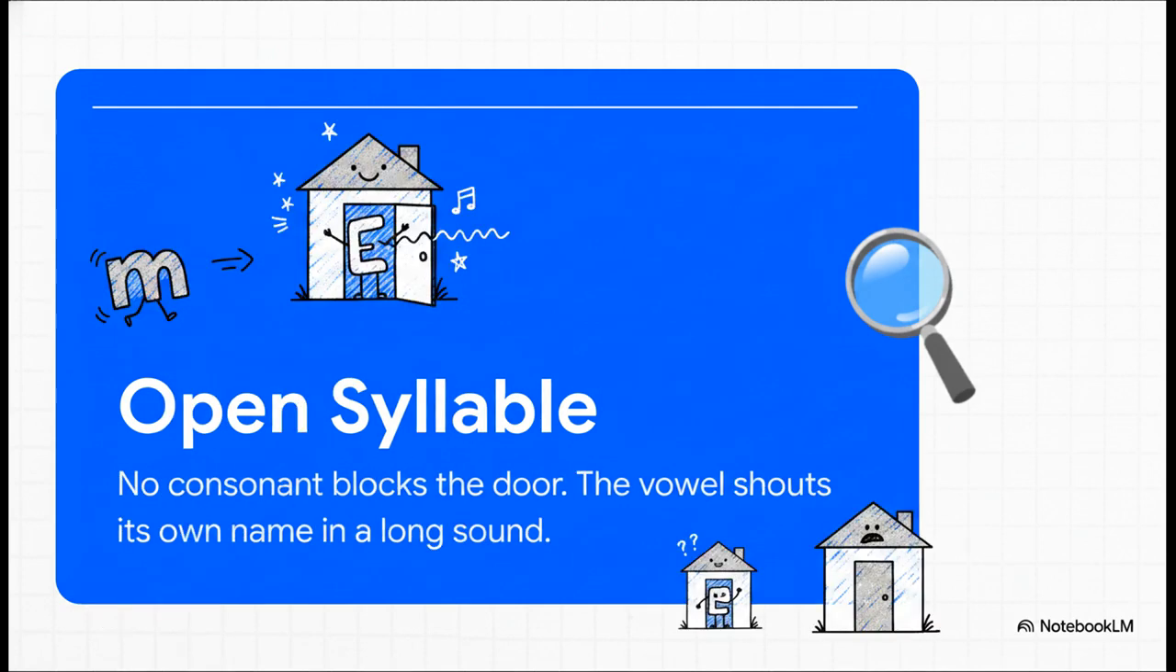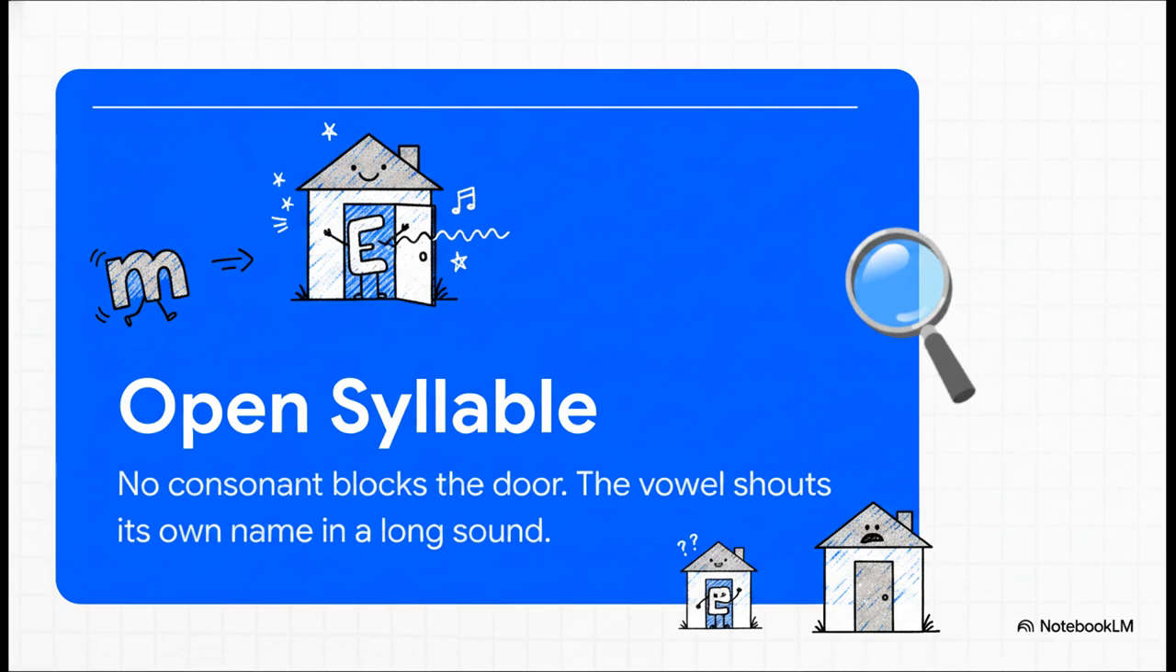But, hey, what happens when that consonant just walks away? We get an open syllable. Imagine the word me, M-E. There is absolutely no consonant at the end to shut the door. The door is wide open. So the vowel E looks outside, feels completely free, totally confident, and just shouts its own name at the top of its lungs. E. It becomes a long vowel.